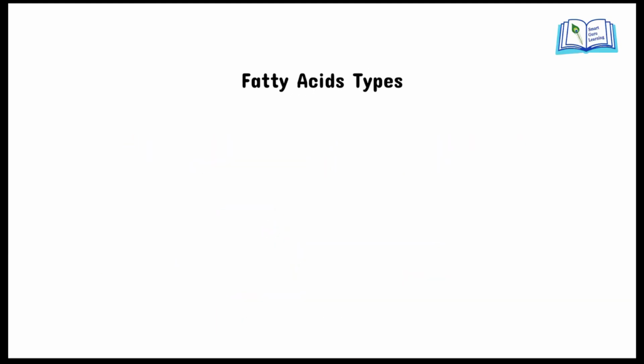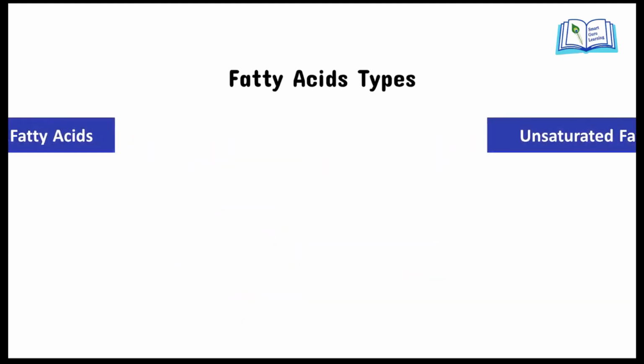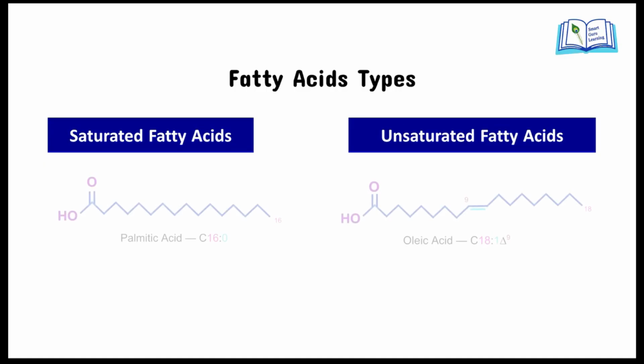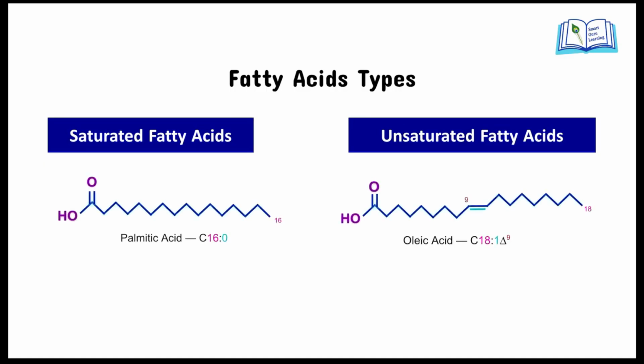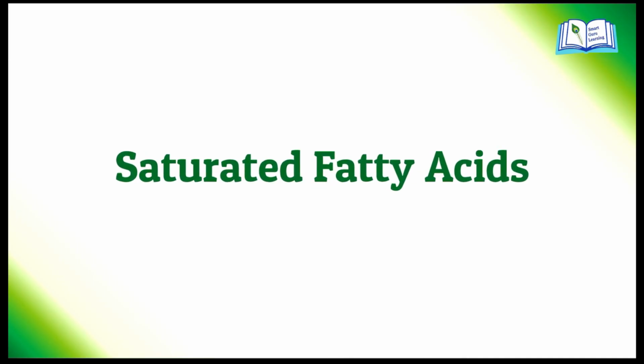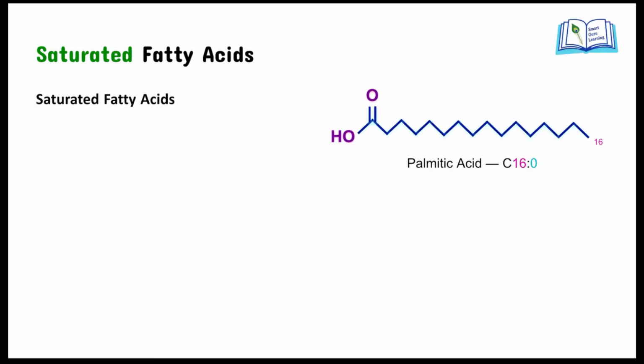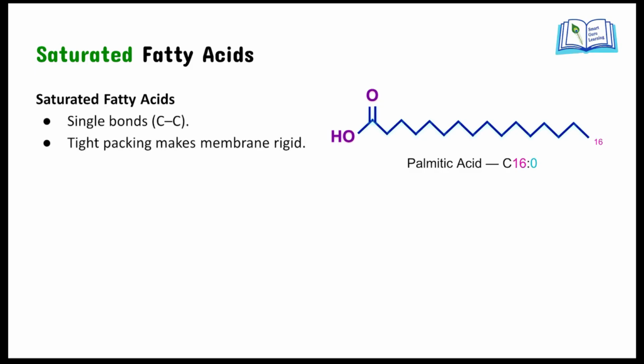Based on the presence of the double bonds, fatty acids are classified into saturated fatty acids and unsaturated fatty acids. Saturated fatty acids are fatty acids that do not have any double bonds between the carbon atoms. It allows tight packing of the membrane, making it rigid. It is solid at room temperature.